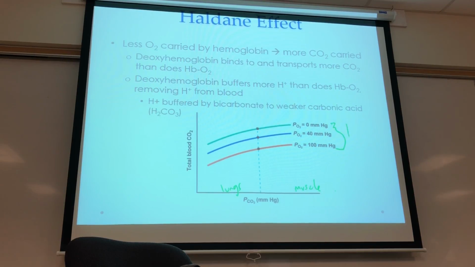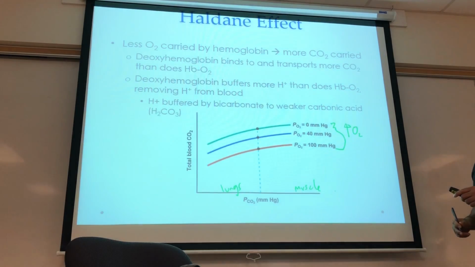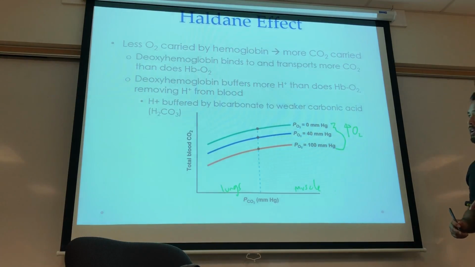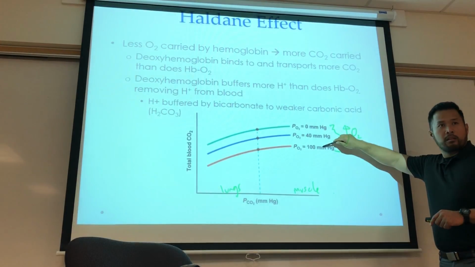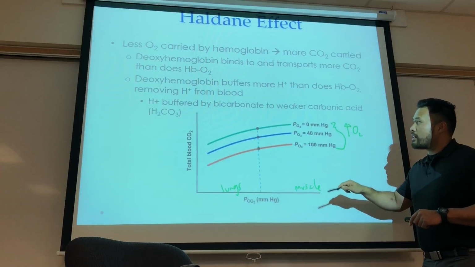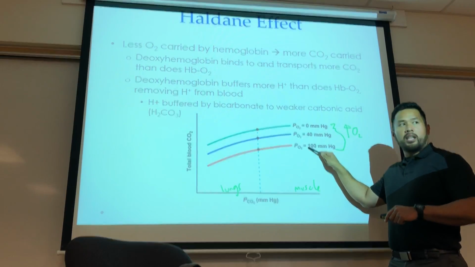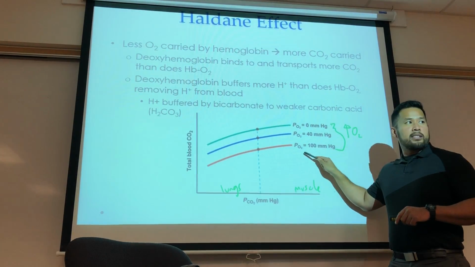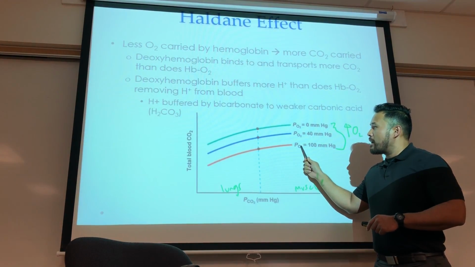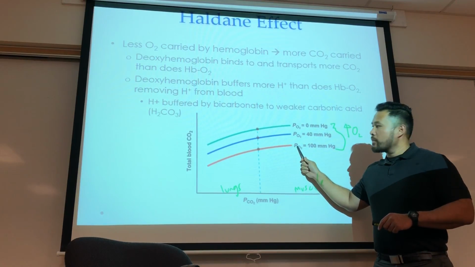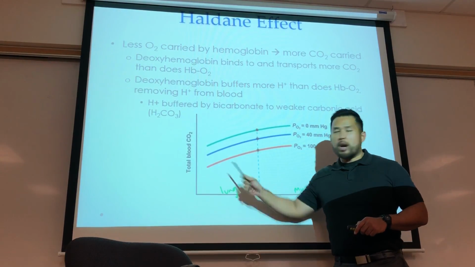All this is increasing the amount of O2. And if deoxyhemoglobin is bound to carbon dioxide, and I'm now increasing the amount of oxygen, that means that oxygen is now starting to compete for those binding sites. And if it's competing for those binding sites, that means more CO2 is released. And therefore, our total blood CO2 drops.